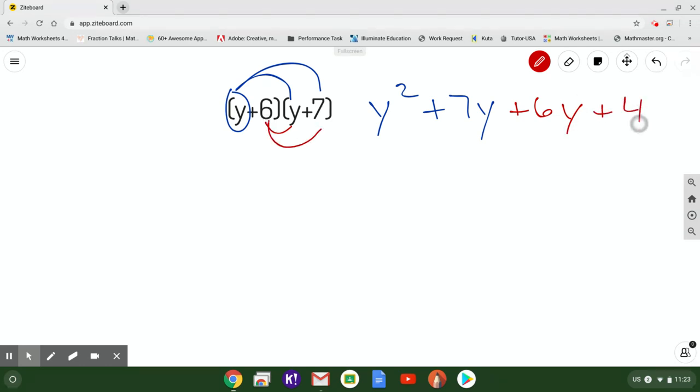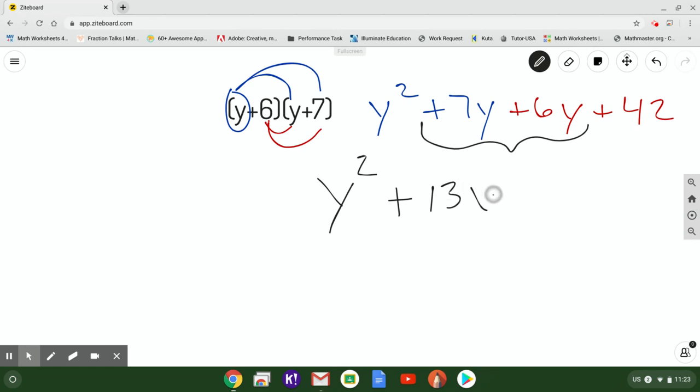And then all that's left now is to combine the middle. So your answer is going to be y squared plus 13y plus 42. So that's your final answer. That's the distributive property method.